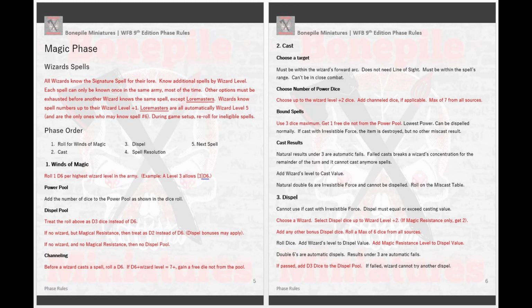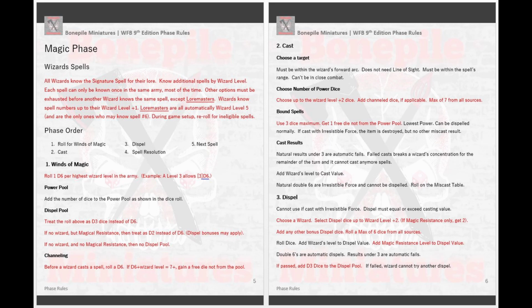So this reads, for the winds of magic, roll 1d6 per highest wizard level in the army. Example, a wizard level 3 allows 3d6 for the winds of magic roll. So that means that the winds of magic will be small if you only brought along a low-level wizard. And the winds of magic could be very big if you bring a high-level wizard. So this is a simple mechanism that controls the amount of magic in the game. And like I said before, it is tied to the wizard level that you bring to the battle.